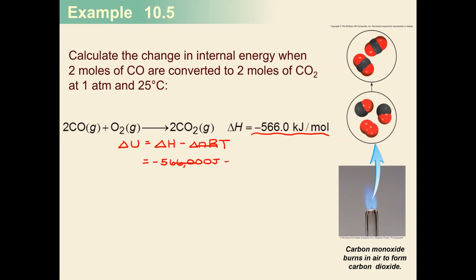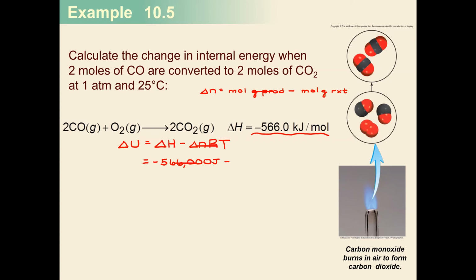So now what we need to do is go and calculate our delta N. Our delta N in this case is going to be moles of gas in our products minus the moles of gas in our reactants. In this case, we are only going to use moles of gas. If it is any other phase, you do not put it in this calculation.